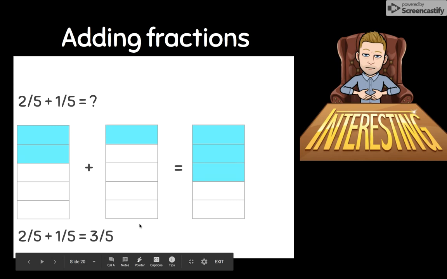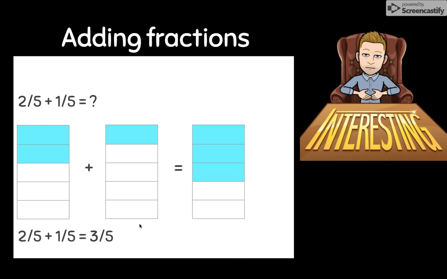Alright guys, hopefully this flip video helped you. If the denominators are the same, you add the top numbers together.